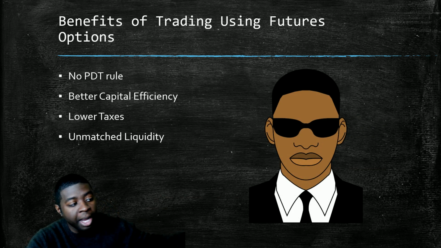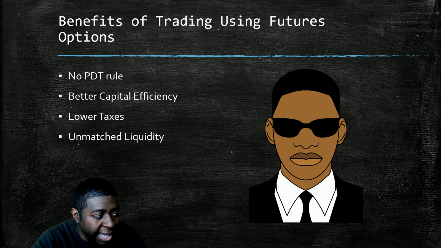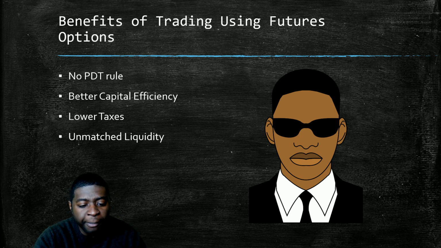So let's sum it up here. Benefits of trading using futures options: no PDT rule, better capital efficiency, lower taxes, unmatched liquidity. You can do your research on all of those things. I just wanted to keep this short and drop this out there for the people right now.